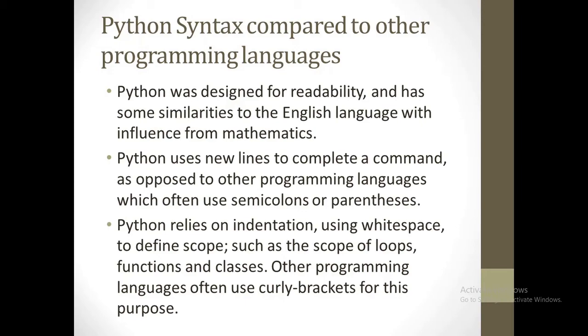And Python relies on indentation using white space to define scope, such as scope of loops, functions, and classes. Other programming languages often use curly brackets for this purpose. So let me explain you. This point is a bit difficult for the beginners. Python relies on indentation. Let's begin word by word. I'll explain you everything in detail.